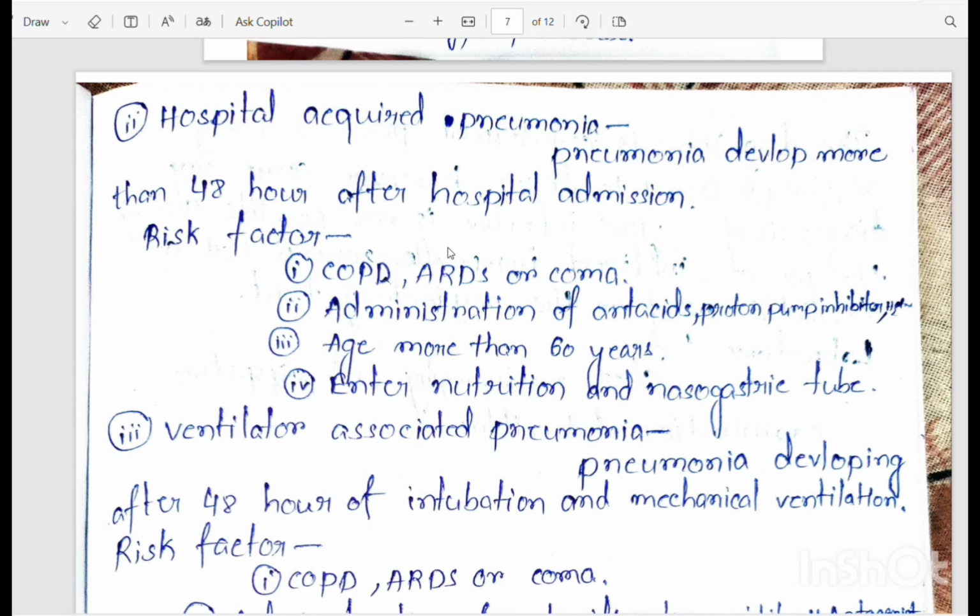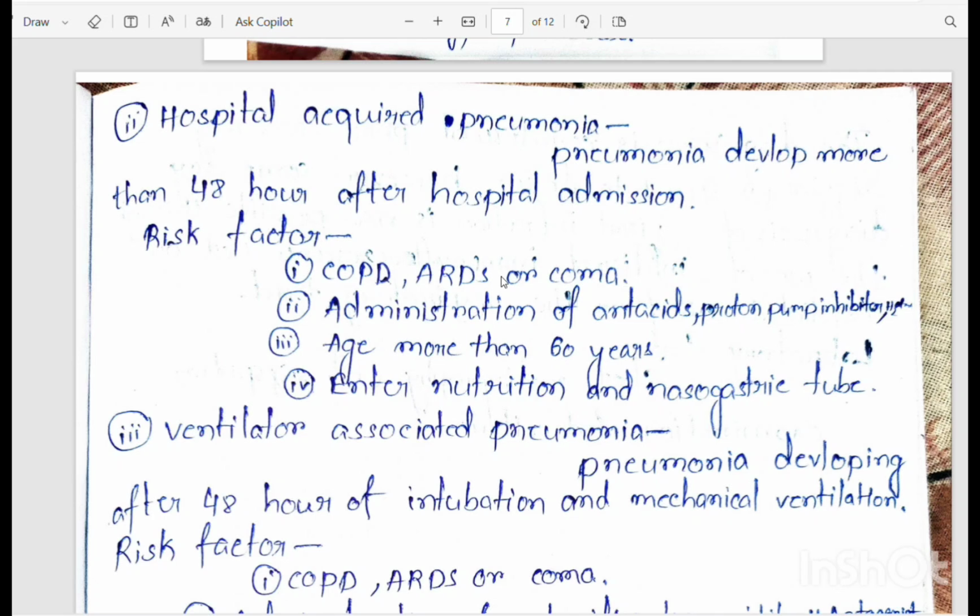The risk factor of hospital acquired pneumonia is COPD, meaning chronic obstructive pulmonary disease. It is one type of disease where the respiratory tract becomes constricted and a bronchodilator is needed to dilate the respiratory tract. It is one of the most dangerous risk factors of hospital acquired pneumonia. Or if the person is in a coma, meaning the person does not do any daily activity and cannot do any work or other thing.